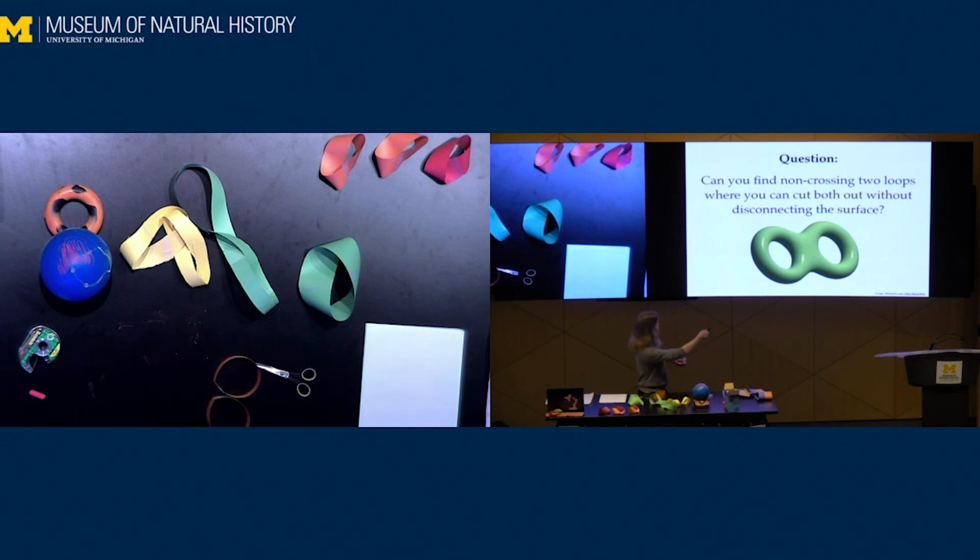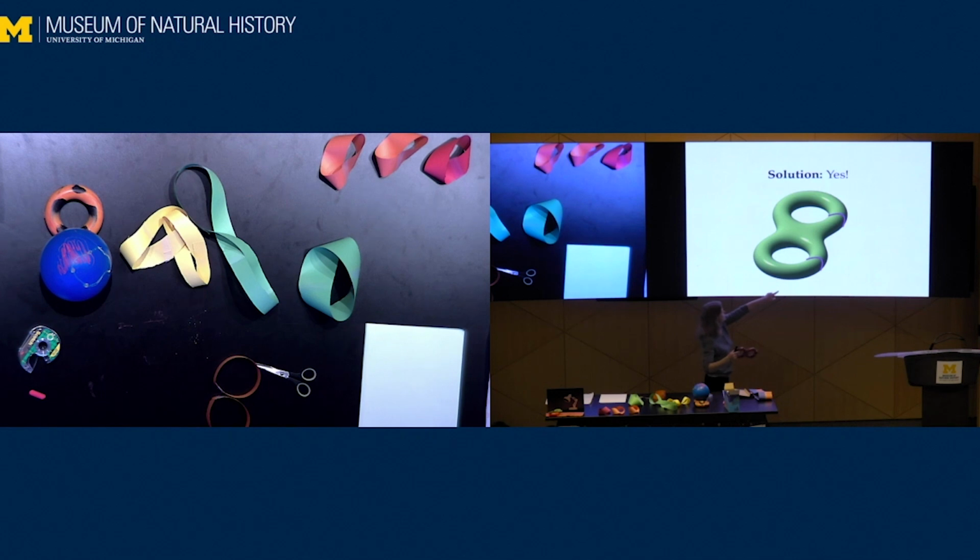And the question is, can you find two loops such that if you cut out both, you'll still have just one piece? Here is an example of two of these loops. I can cut out this loop here, and I can cut out that loop here, and I will still just have one piece. So this is something that distinguishes the genus 2 surface from the torus. This is something that you cannot do on a torus.